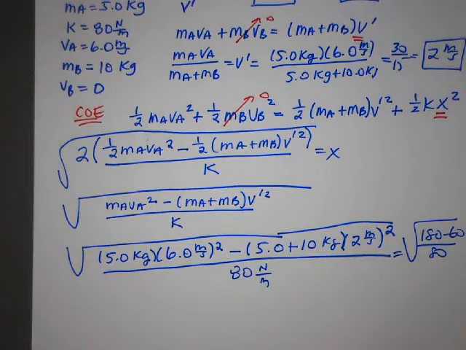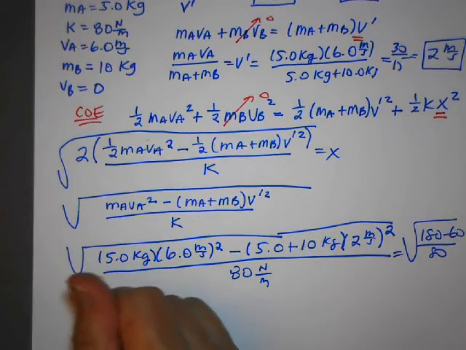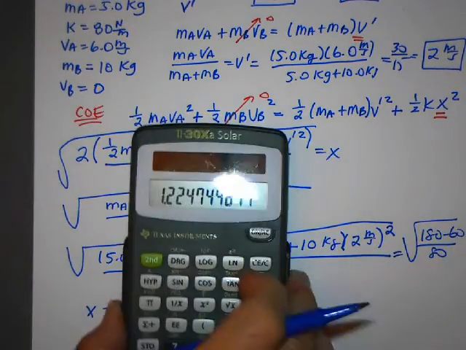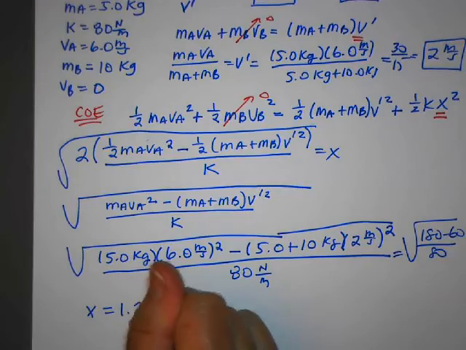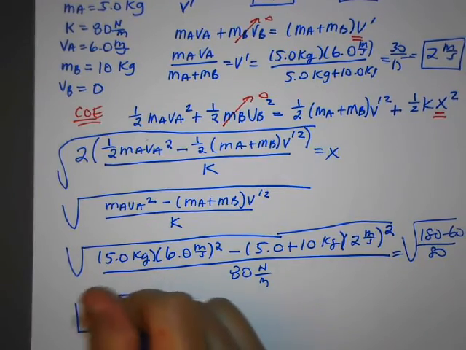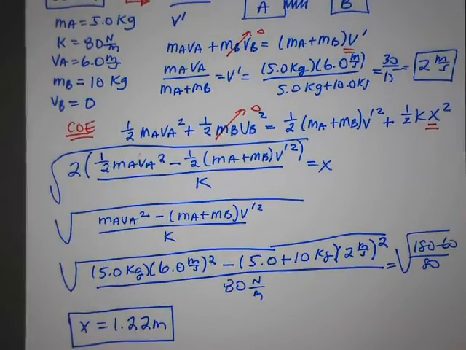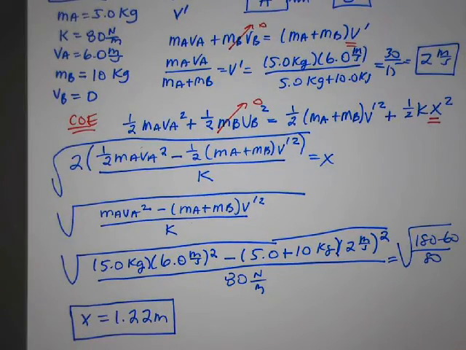And then the square root comes out to be, it says, 1.2247. So we'll just say 1.22 meters. So in this problem, first we use conservation of momentum, and then we use conservation of energy, and we get X.